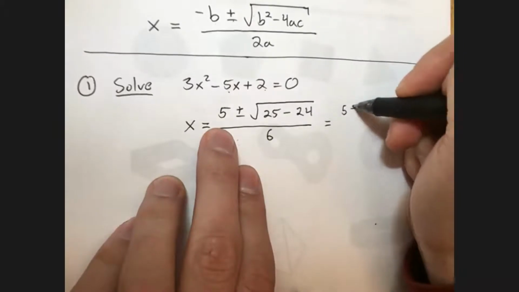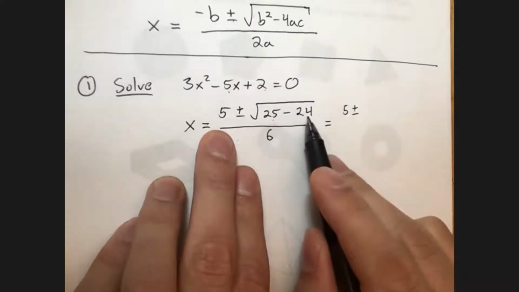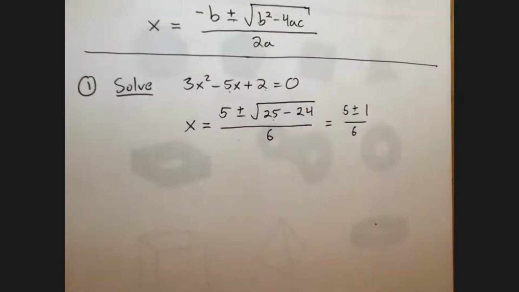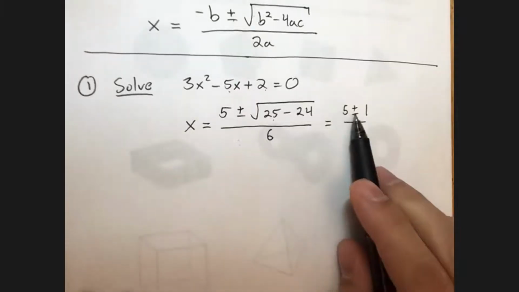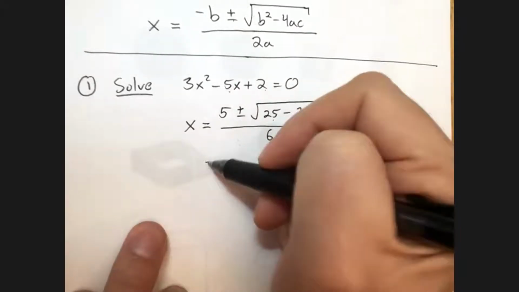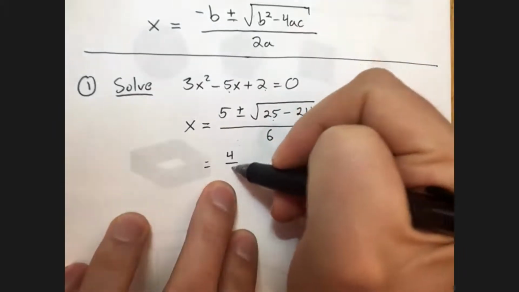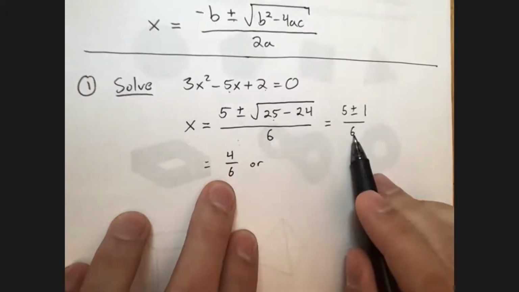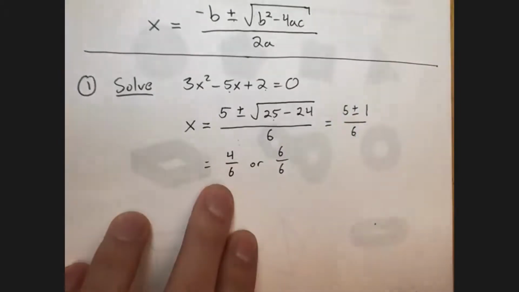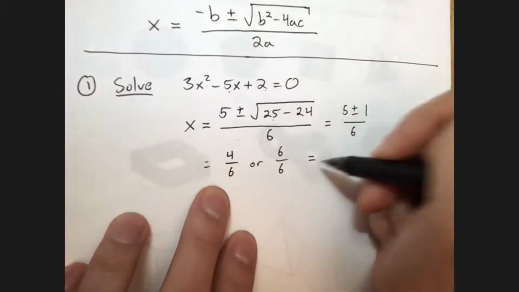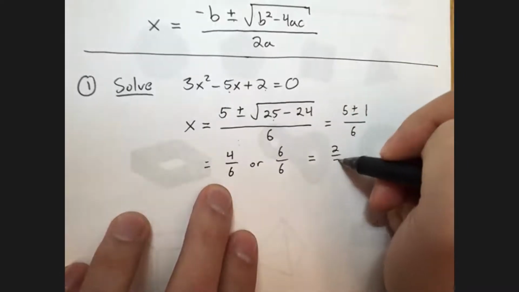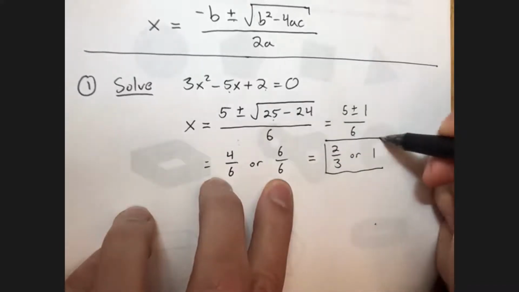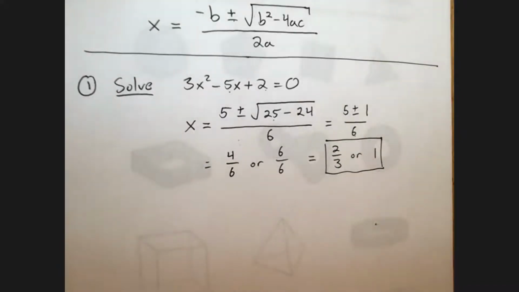This is 5 plus or minus, well, 25 minus 24 is 1. The square root of 1 is 1. So we have two answers. We have 5 minus 1 over 6. That's 4/6. The other answer is 5 plus 1 over 6. That's 6/6. Of course, we can simplify those. 4/6 is the same as 2/3, and 6/6 is the same as 1. So there are the possible values for x.